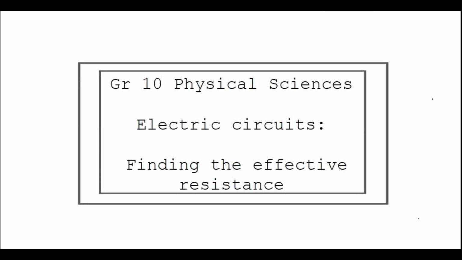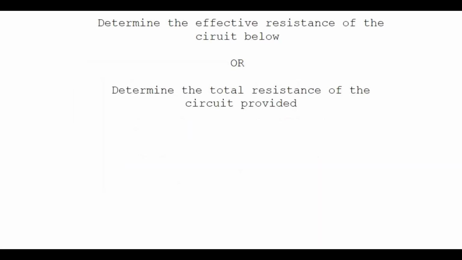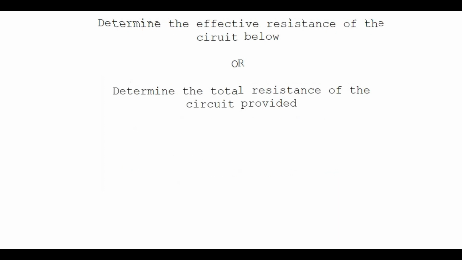In this video, we are going to be discussing electric circuits, but more specifically, we are going to discuss the question, finding the effective resistance. This is something introduced in grade 10 physical sciences and repeated through to grade 12. The question generally comes across as determine the effective resistance of the circuit below, or it could ask you for your total resistance.